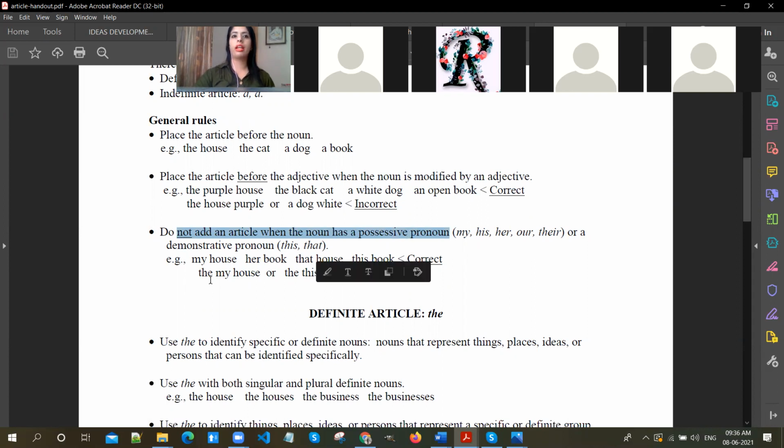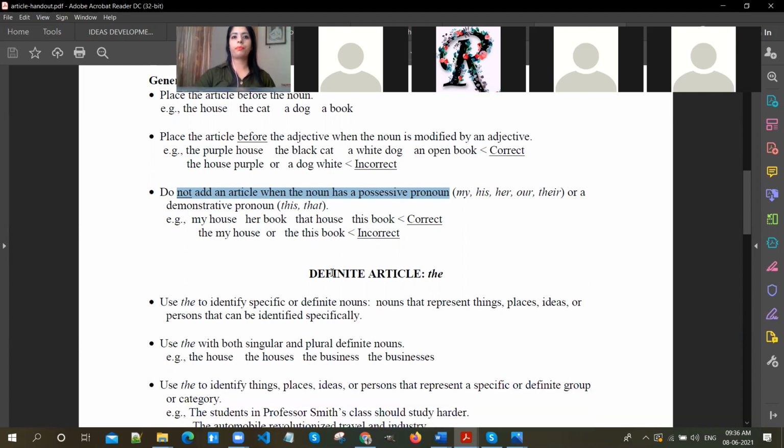Please take care of this thing. Like my house. You can't use "this is a my house" or "this is", right? This will not make any sense. This is my house, her book, that is, right, his house, as a this book. So "the my house", "the this book", it will not make any sense.